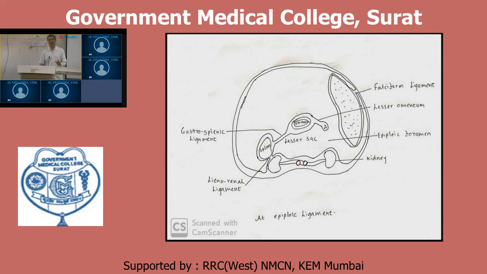Anteriorly, there is presence of lesser omentum. Posteriorly, there is presence of inferior vena cava. Now, superiorly, there is presence of caudate lobe of liver. And inferiorly, first part of duodenum. Therefore, it is a small opening. If it is in my body, it looks like this.